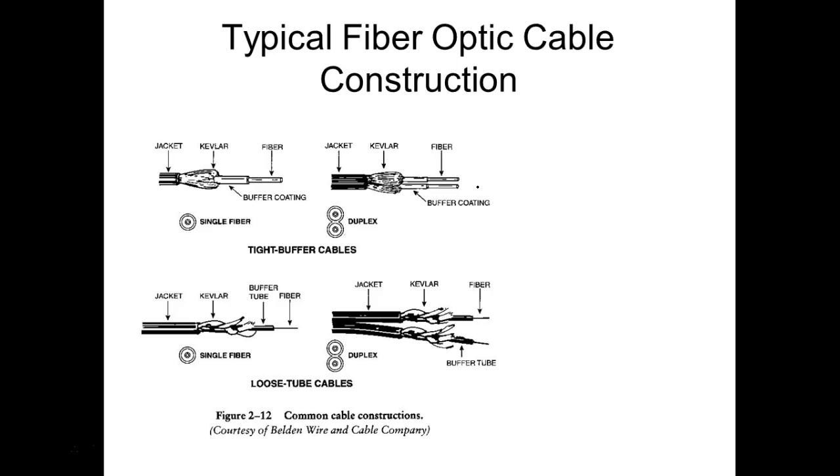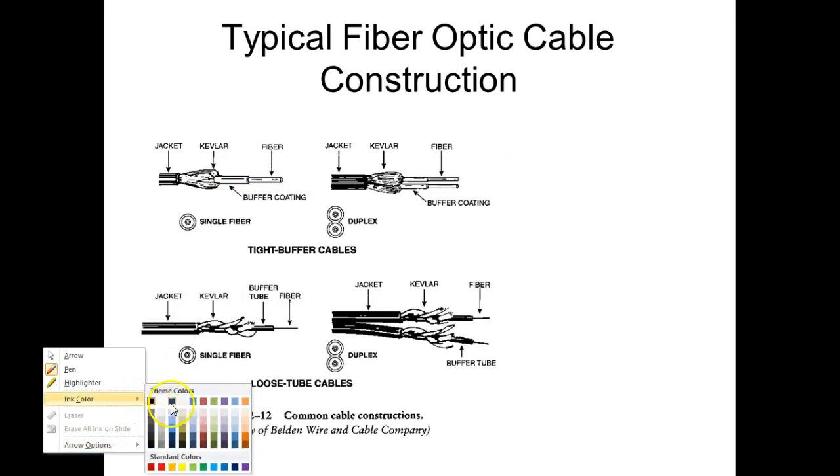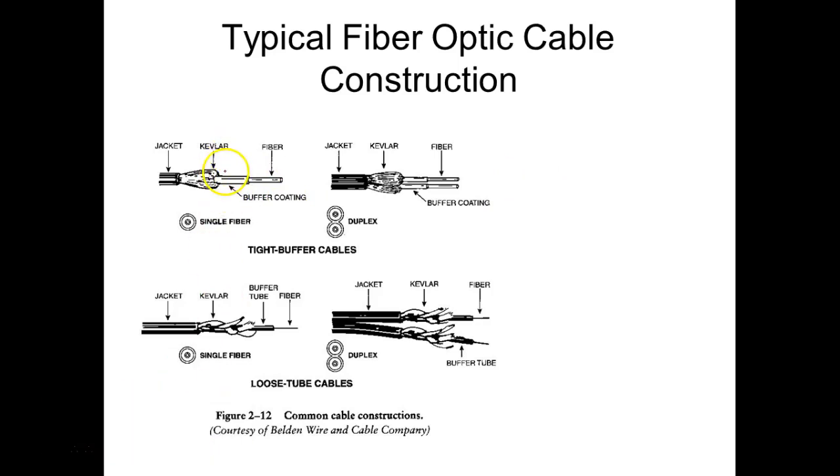Then we have a go-between, which we call a buffer coating. And this is not quite true. Normally what we do is around the buffer coating, we're going to have some type of jacket. We'll talk about this in a minute. So I'm going to draw a jacket around here.